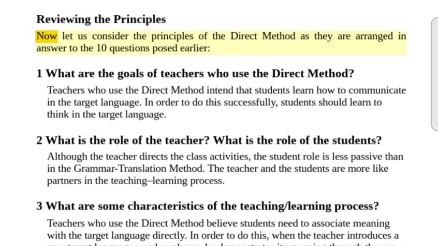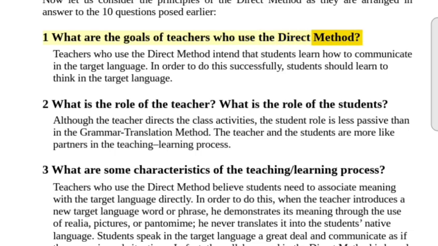Reviewing the principles. Now let us consider the principles of the direct method as they are arranged in answer to the 10 questions posed earlier. 1. What are the goals of teachers who use the direct method? Teachers who use the direct method intend that students learn how to communicate in the target language. In order to do this successfully, students should learn to think in the target language.